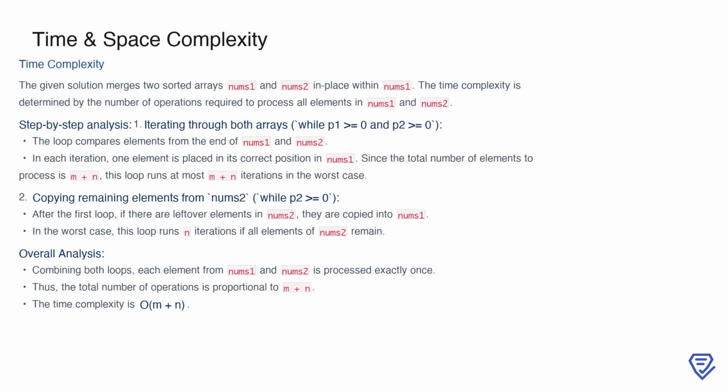After this, there may still be elements remaining in nums2 that need to be copied into nums1. This second loop, which handles those remaining elements, runs at most n iterations. Combining both loops, the total number of operations is proportional to the sum of the sizes of the two arrays, m plus n. Therefore, the overall time complexity is O(m plus n).